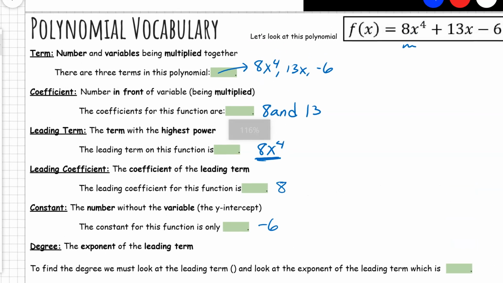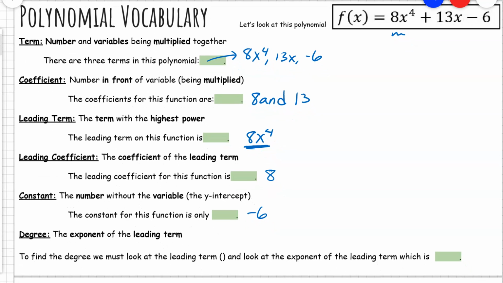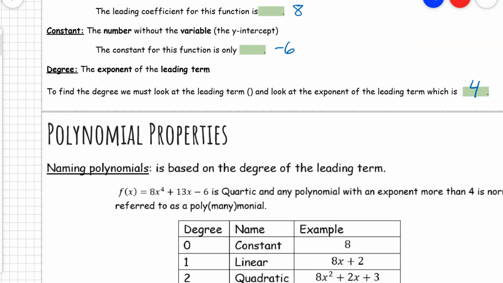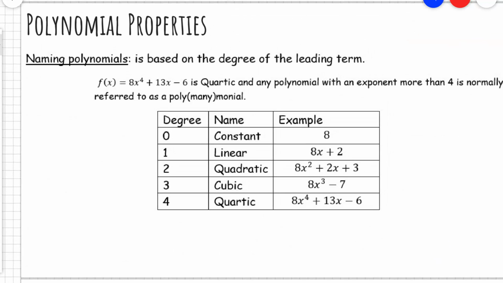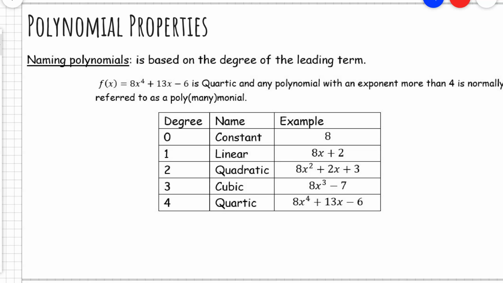And then if we're looking at the degree of the term, then we must look at the leading term and look at the exponent of the leading term. Okay, so if we're looking at the leading term, the exponent would just be 4. So this is a 4th degree polynomial. Or we're going to see down here, it's a quartic polynomial. Quartic meaning 4. Now if you forget quartic, you can always say the 4th degree.